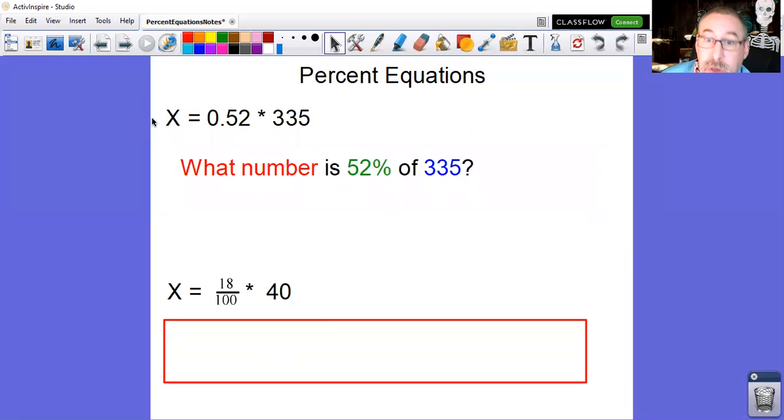So quite simply, what number, the equal sign is 0.52, that's my percent, so multiply by 100, 52%, the multiplication of 335. So what number is 52% of 335?